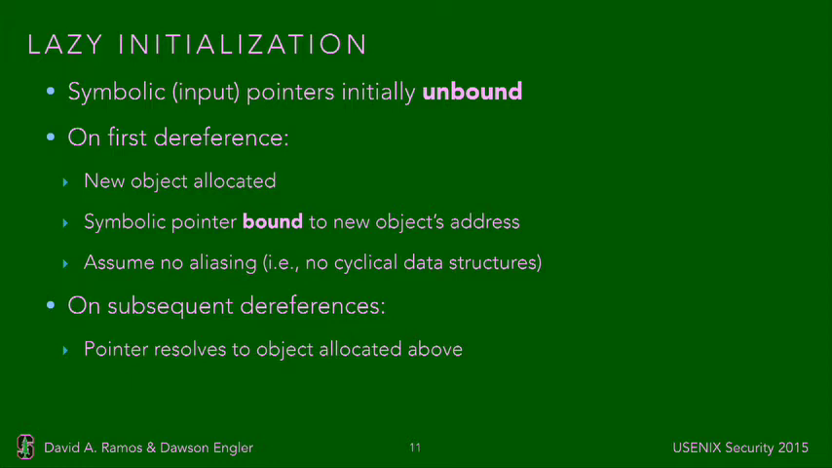Now here we assume no aliasing. We could also consider cases where when we dereference one of these pointers, it maps to existing objects. But we found that for our workloads, this led to more false positives than it did improve the analysis. But for certain workloads that require cyclical data structures, we may revisit this decision.